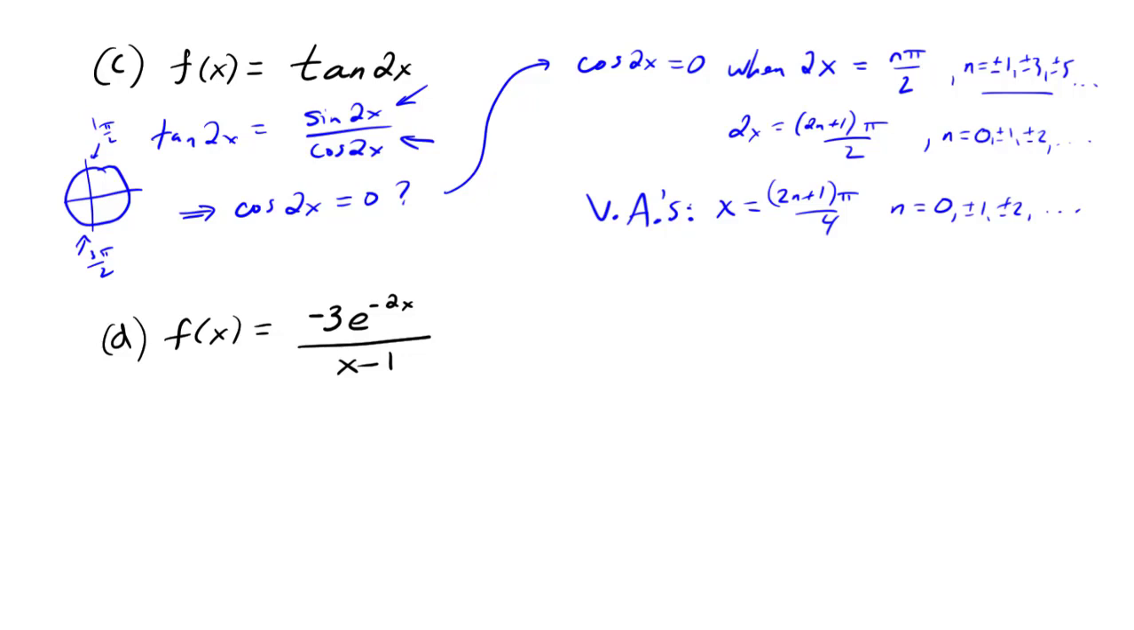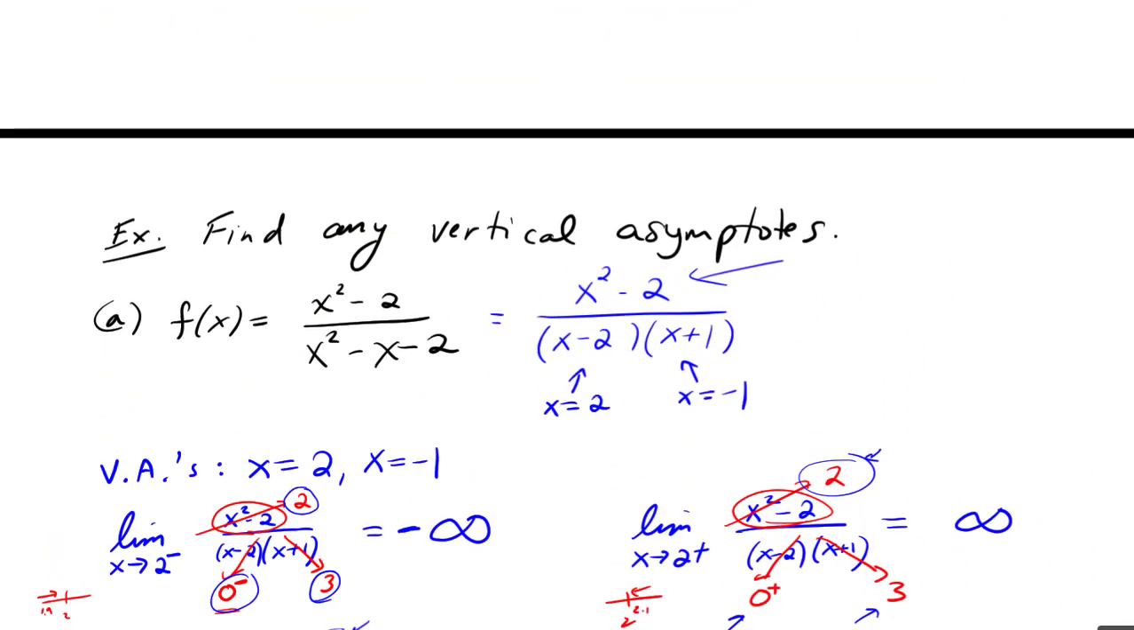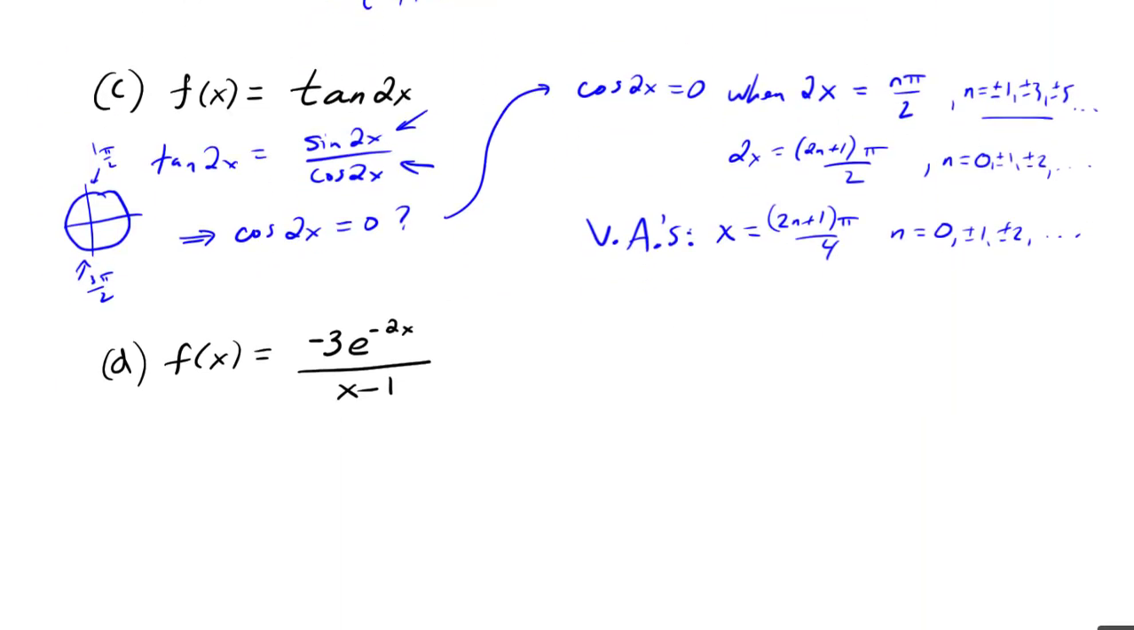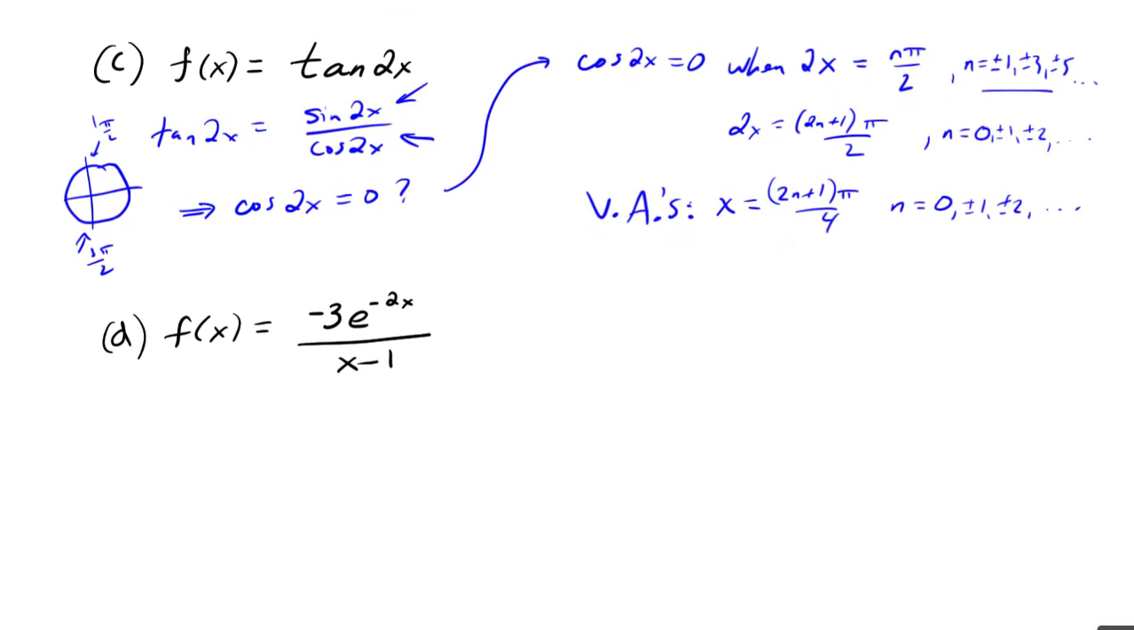All right, continuing with our examples here, part D on this find any vertical asymptotes problem. So here we have f of x is negative 3 e to the minus 2x over x minus 1. Okay, so I can automatically say that I must have a vertical asymptote at x equals 1, because that's going to make the denominator 0, and the numerator, which is negative 3 times e to the something is never 0.